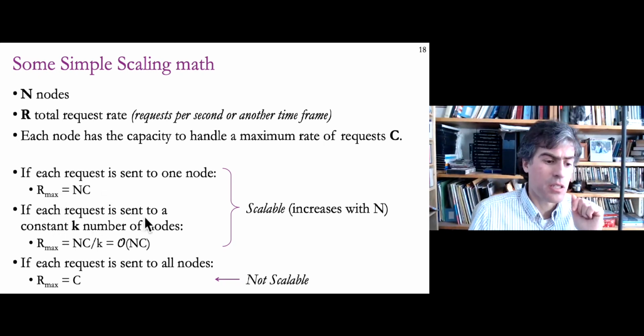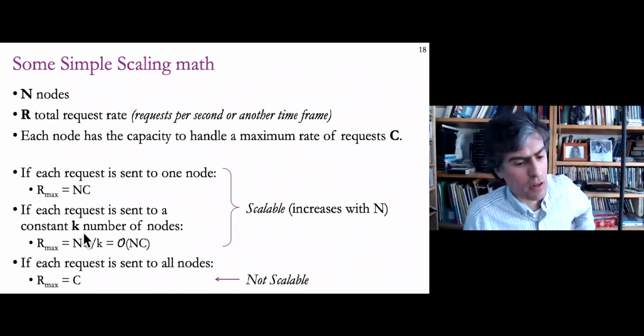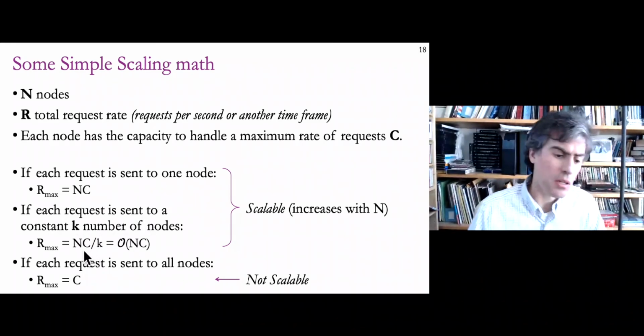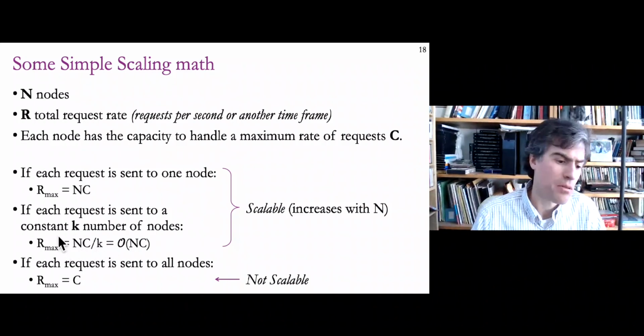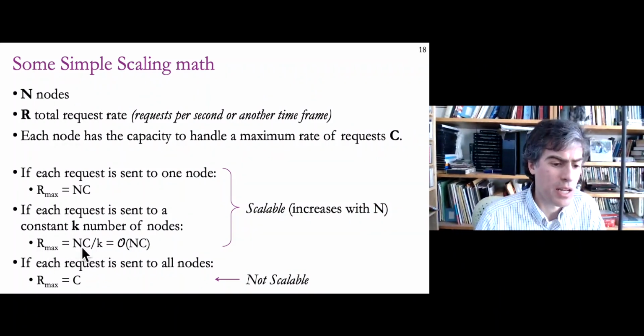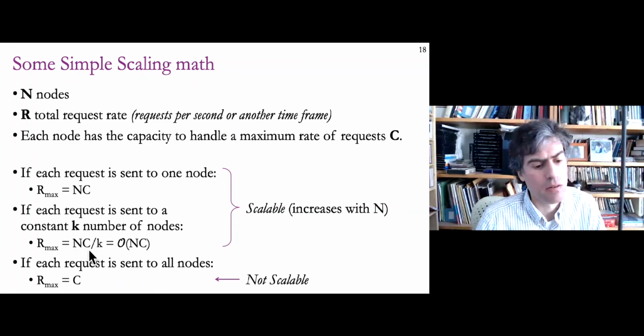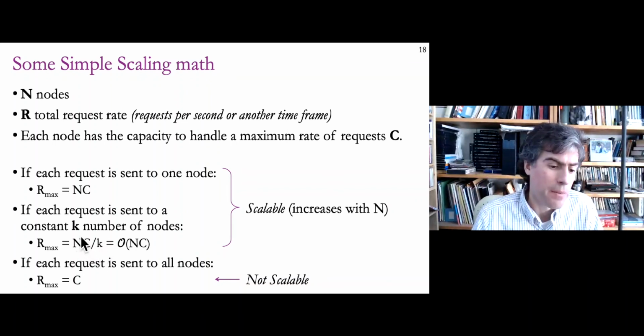If every request is sent to a constant k number of nodes, it's similar but a little different. The number of requests we can handle in total is not n times c, but n times c divided by k, because every request is replicated k times on k different nodes. But in big O notation, n times c over k is still O(nc) if k is just a constant.